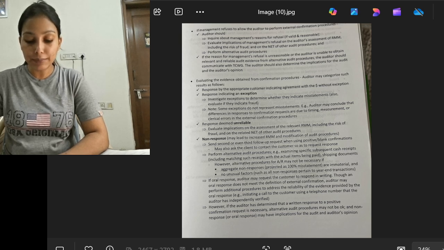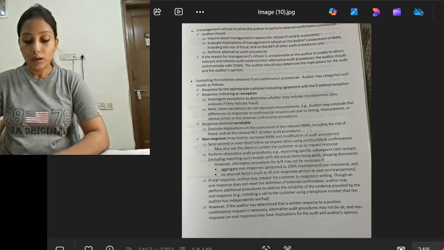If the reason for the management refusal is unreasonable or the auditor is unable to obtain relevant and reliable audit evidence from the alternative audit procedures, the auditor should communicate with TCWG. The auditor should also determine the implications for the audit and the auditor's opinion in this case.